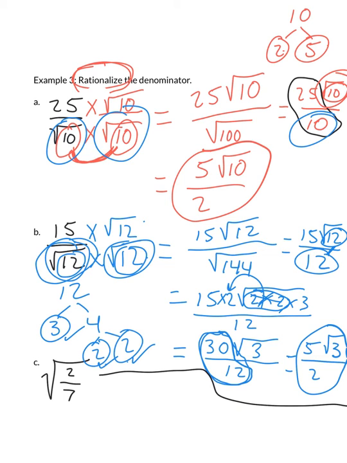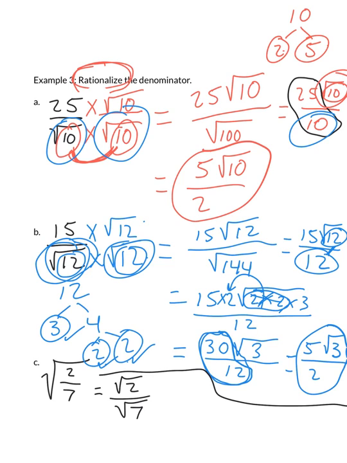Looking at C, I had to draw a little wobbly black line there to separate my work because my handwriting's so big. But I do have just enough room. C, we got square root of 2 7s. This one's a little different because the 2 and the 7 are both under the square root symbol. So whenever you have the square root of a fraction, you can distribute the square root to the top and bottom. So this is square root of 2 divided by square root of 7.